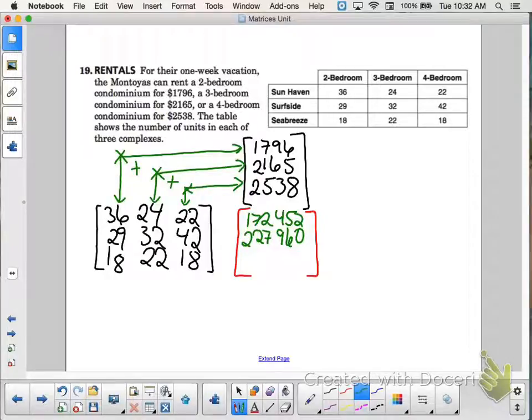125,642. Any disagreements about that one?